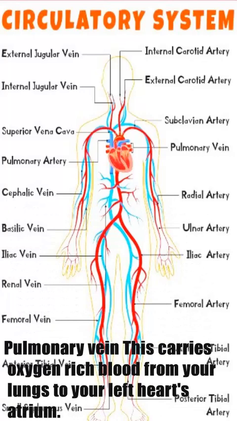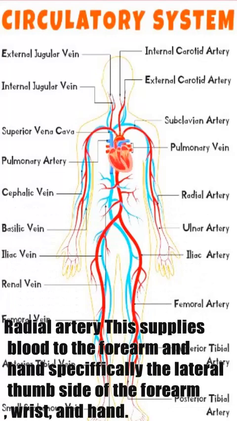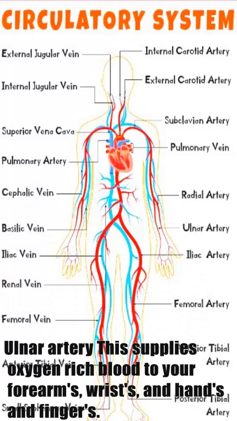And the next one, pulmonary vein. This carries oxygen-rich blood from your lungs to your left heart's atrium. And the next one, radial artery. This supplies blood to the forearm and hand, specifically the lateral thumb side of the forearm, wrist, and hand. Next one, ulnar artery. This supplies oxygen-rich blood to your forearms, wrist, and hands and fingers.